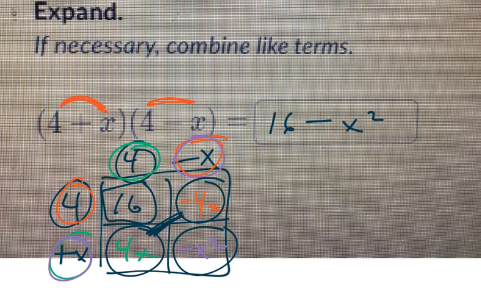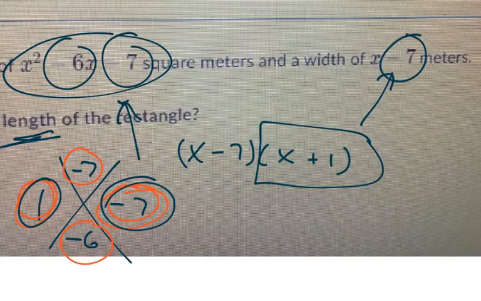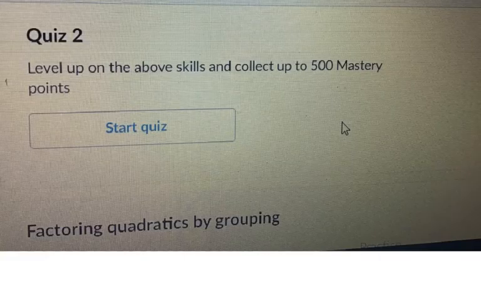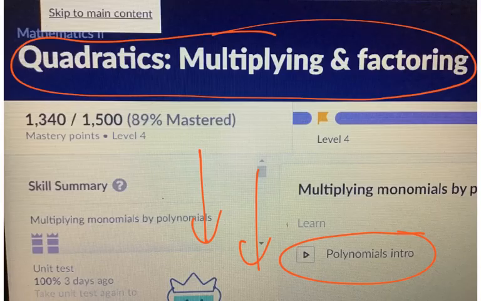Okay, guys, so hopefully this helped you a little bit. This, again, was quiz number 2. I just assigned it to you yesterday. Should be a quick little opportunity to get some more points for me.